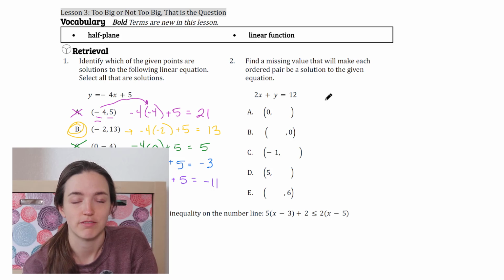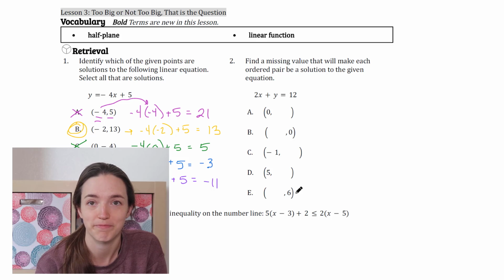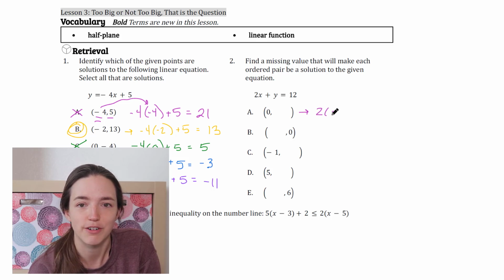Okay. All right, for the next one, find a missing value that will make each ordered pair be a solution. So they're going to give us either x or y, and we have to figure out what the other number should be. So for this first one, we put in 0 for x. Well, that basically makes all this go away. So y has to be 12.